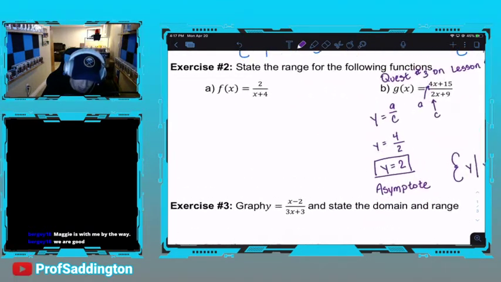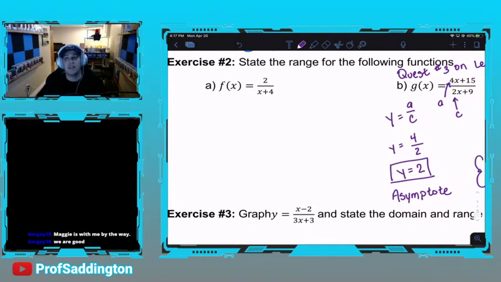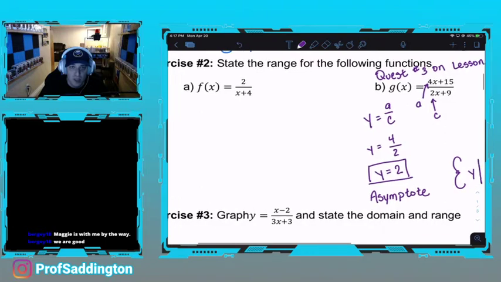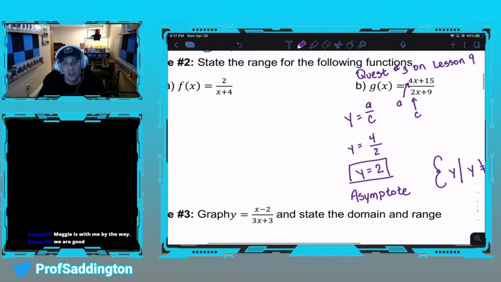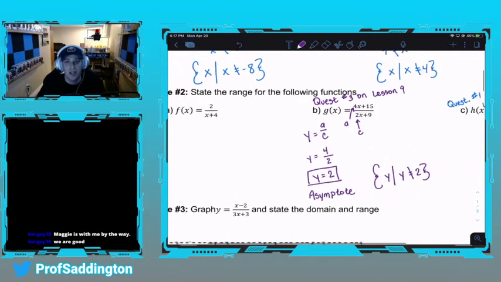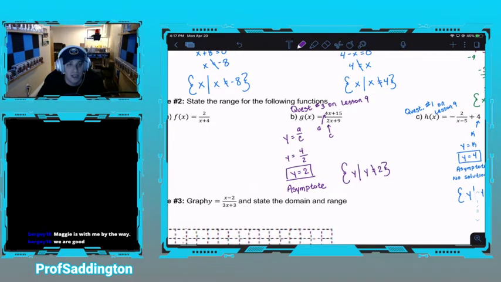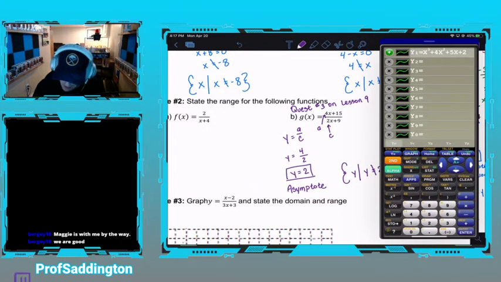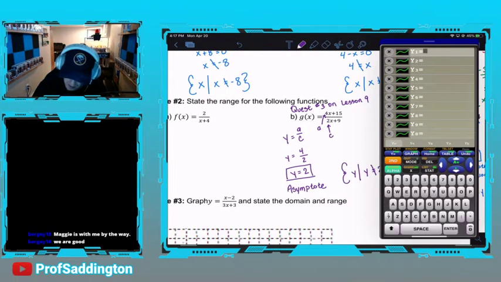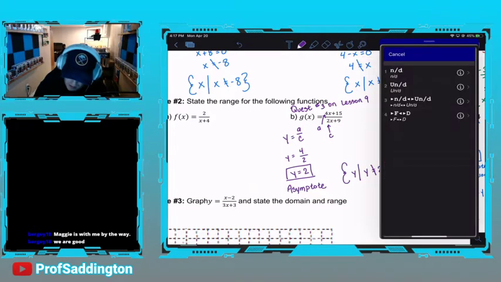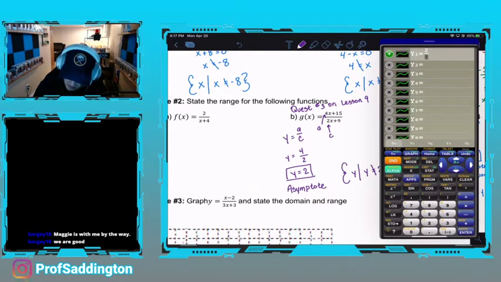Part A is actually the easiest of all 3 of these, because if you look at this one, it is not like question B, and it is not like question C. So it's not either one of them. I'm going to type it into the graph to show you guys what's going to happen here. I'm going to go into my fraction, type in 2 over x plus 4, and hit graph for you.